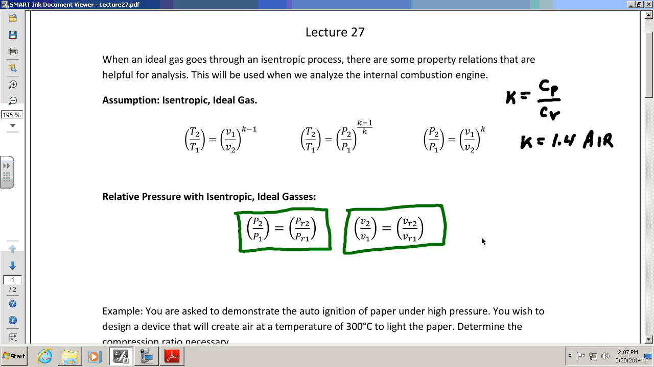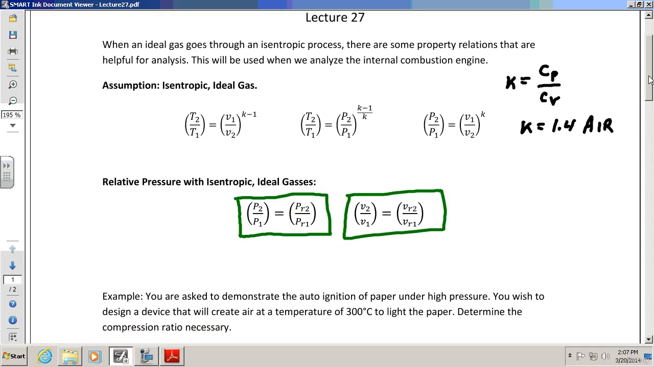The mental cue is when you see k, you need to think gases, because k is C sub P over C sub V. In fact, I'll even put that on your equation sheet too. And the other mental cue is when you see this PR and VR stuff, you go, oh, that's from that table, and I didn't know what that was. So we've got some different connections. And again, the reason I'm bringing these up is when we analyze the internal combustion engine, you're going to need to know this stuff.